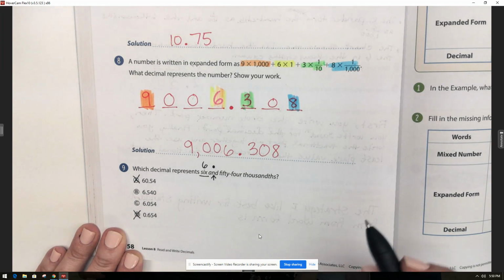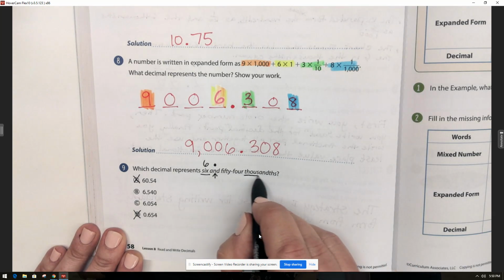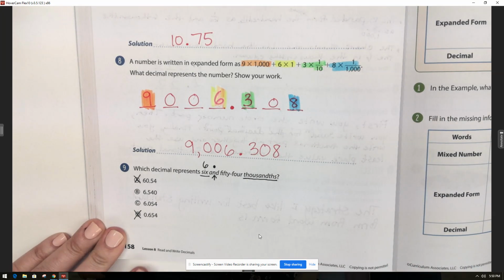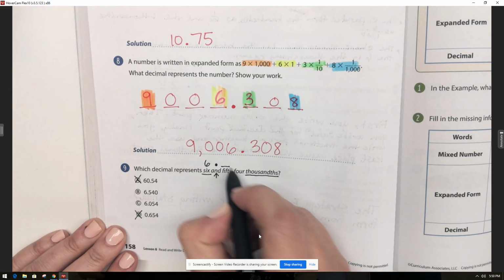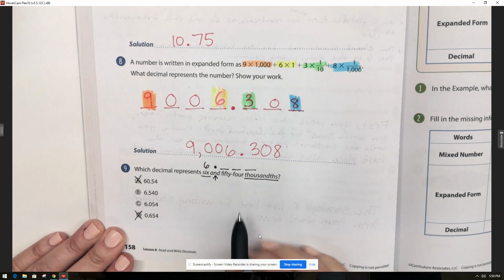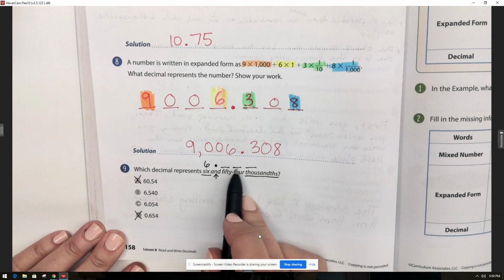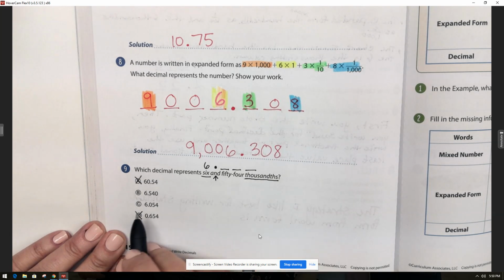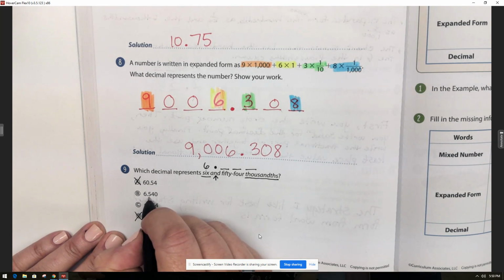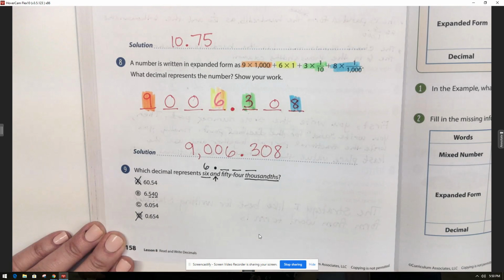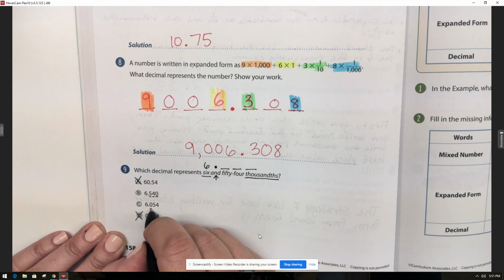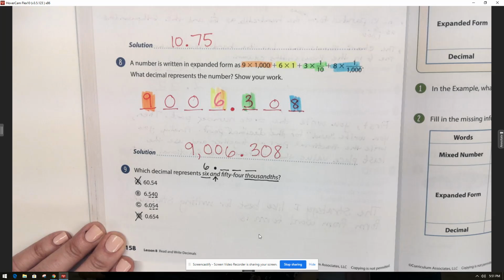Next, the next thing I'm going to look at is this word thousandths. Since there's 1,000, that tells me that there are going to be 1, 2, 3 digits after the decimal because I'm going to have a tenth, a hundredth, and a thousandth. So let me look and see. This number has a tenth, a hundredth, and a thousandth. And this number has a tenth, a hundredth, and a thousandth. So they both still are in the running because the value of the least digit is thousandths.